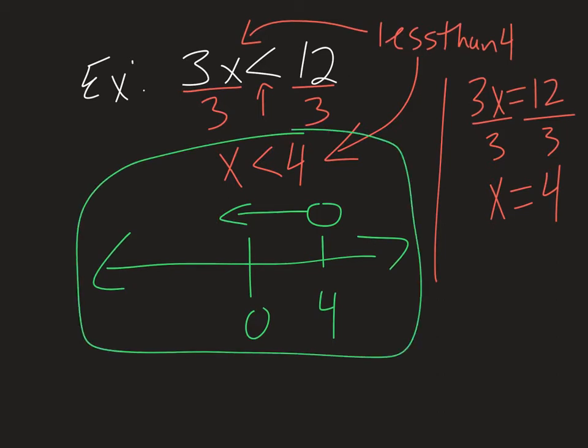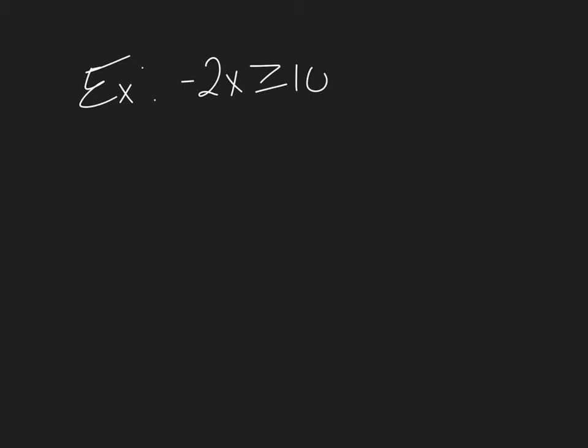Now we're going to look at another example where things may not line up with our thinking. If we're looking at negative 2x is greater than or equal to 10, well, if we're thinking about this, negative 2 times negative 5 is equal to positive 10. If we try negative 4, we'll get positive 8. 8 is not greater than or equal to 10. If I try negative 6, I'll get a positive 12, which would mean that negative 6 works, and negative 5 also does work because of the equal to case.